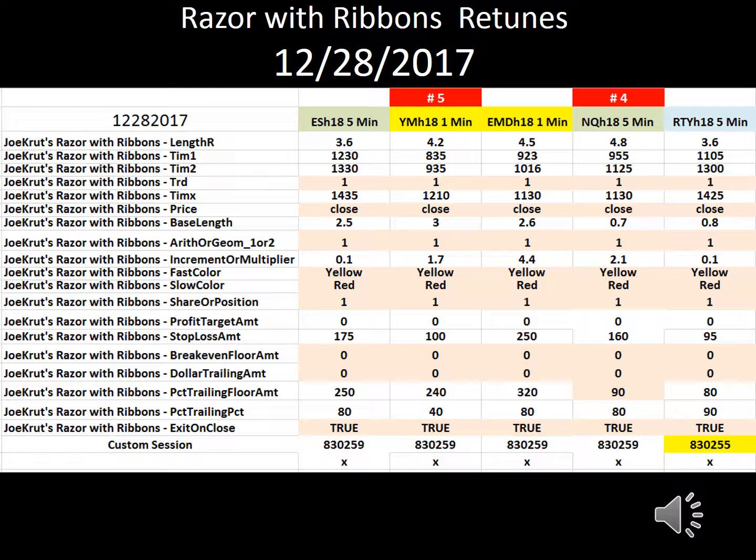Here's Razor with ribbons and the settings for that particular strategy, and the numbers at the top, like number 4 and number 5, that's in Joe's best. Those are the ones that were picked after a 19-month blind walk forward test to find out which system worked best on which market. And over that 19-month period, the 4th best system was Razor with ribbons on the NASDAQ, and it was the best system for NASDAQ at that time.